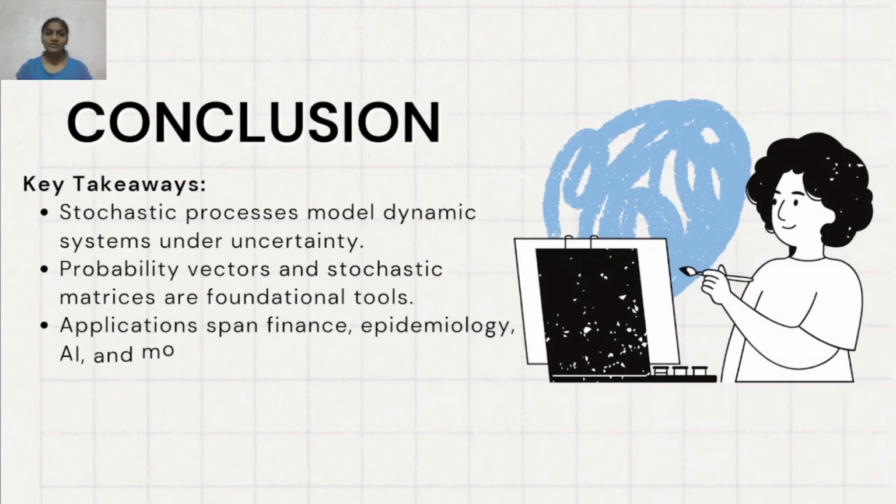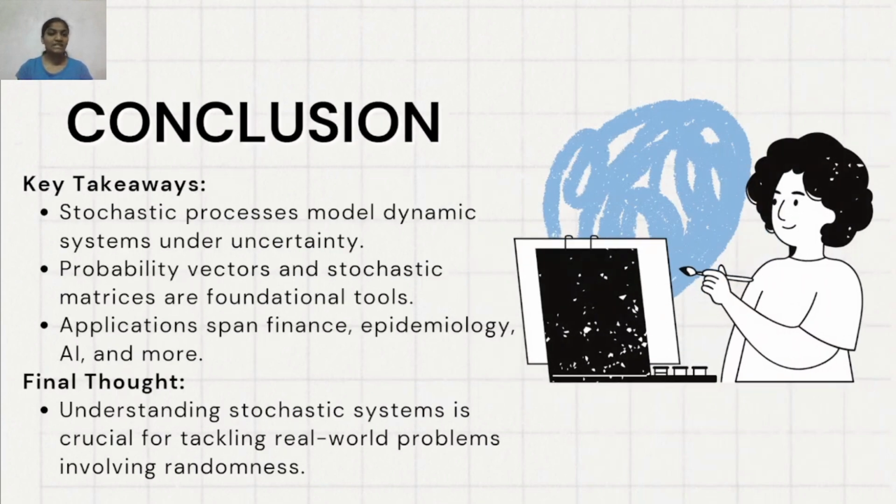So finally coming to the conclusion of today's video, key takeaways. Stochastic processes model dynamic systems under uncertainty. Probability vectors and stochastic matrices are foundational tools. Applications span finance, epidemiology, AI, and more. Final thought of today's video is understanding stochastic systems is crucial for tackling real world problems involving randomness.